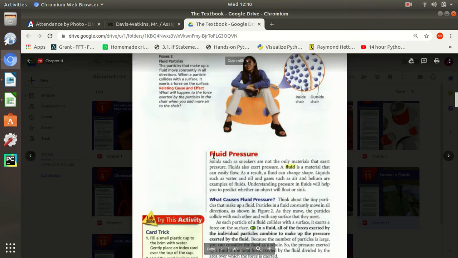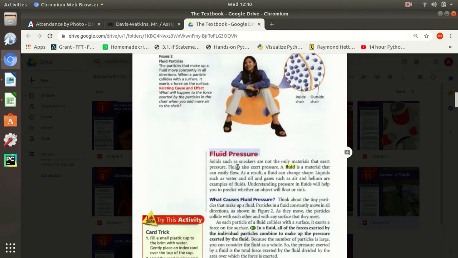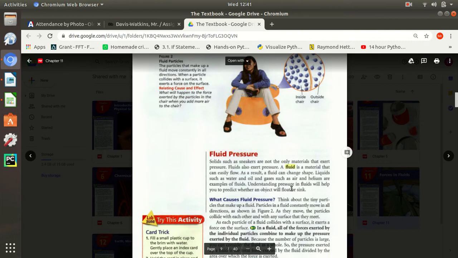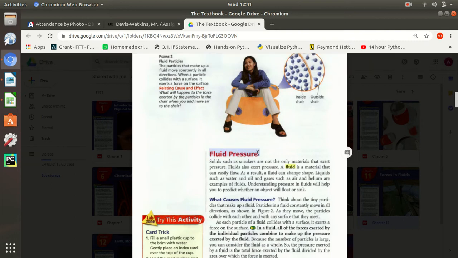The next thing we encounter is fluid pressure. So read the section on fluid pressure, make a jot dot. That's a red heading. We're going to make a jot dot. We have fluid right here. That's the vocabulary word. We're going to find the definition for that, and we're going to put that right underneath our fluid pressure jot dot.